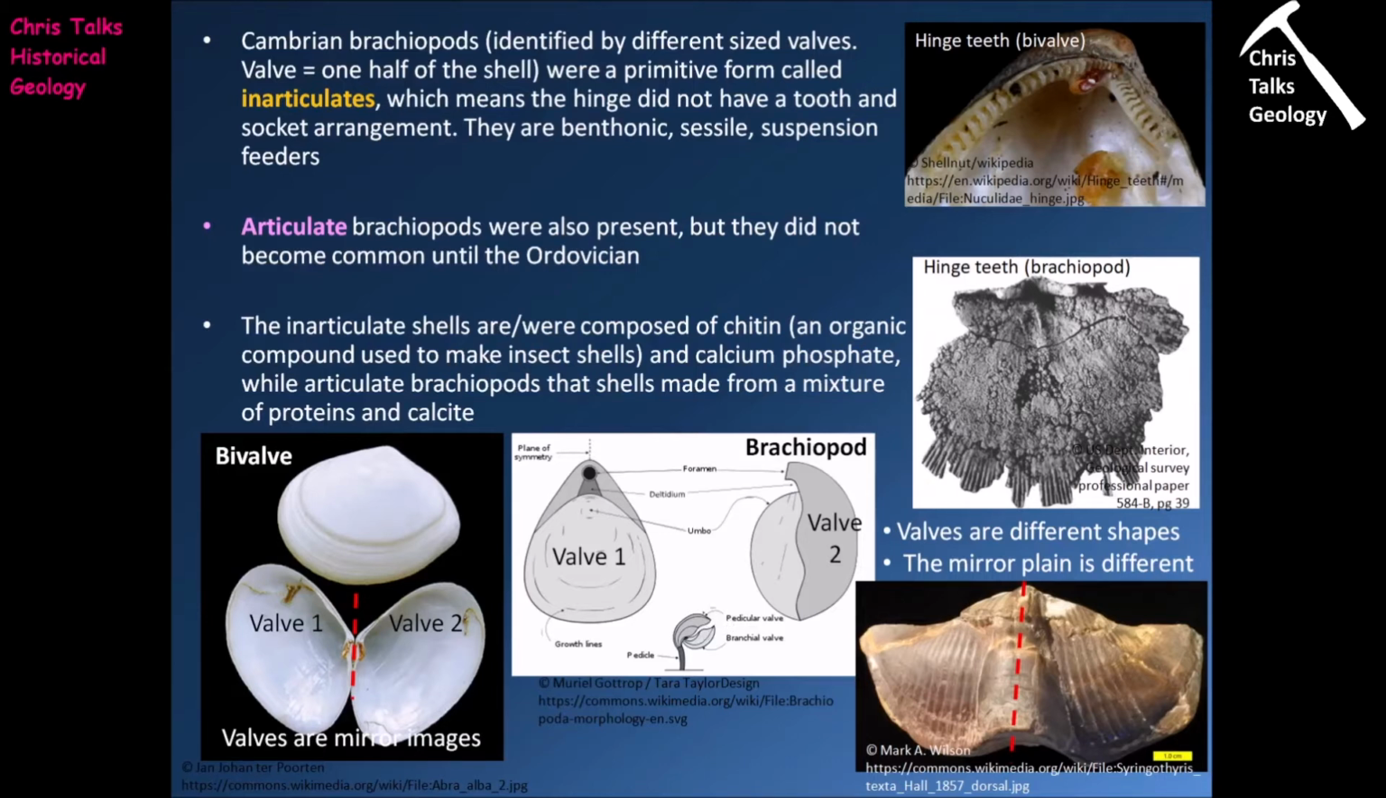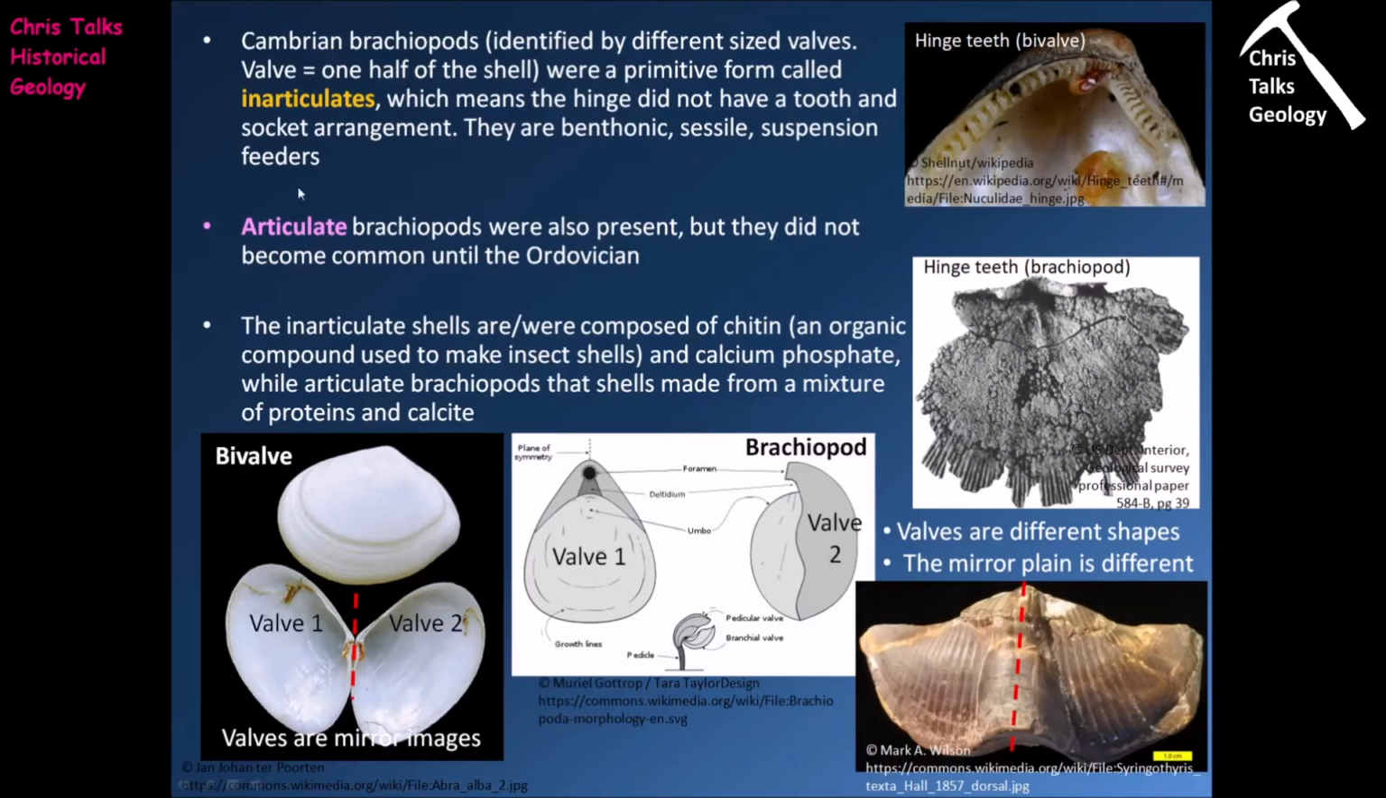It would pick out small particles of food from the water column and pass them back inside the brachiopod, where there is essentially a stomach, and the food would go into the stomach to be digested. That goes for both inarticulate and articulate brachiopods.